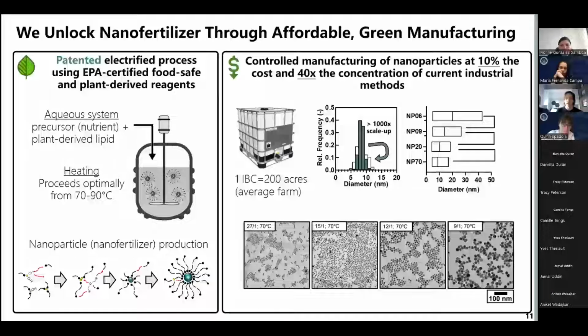And this process itself, we think, is a lot cheaper than existing manufacturing methods. It's 90% cheaper. You can make particles that are also way more concentrated, which is important for manufacturing. And so this is the technology that we've developed.